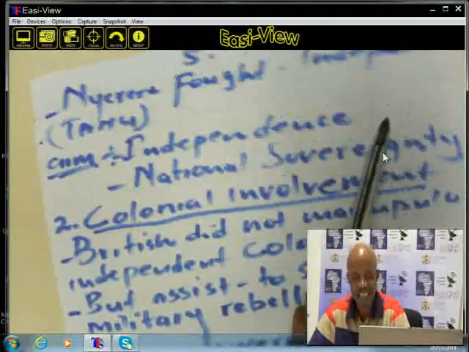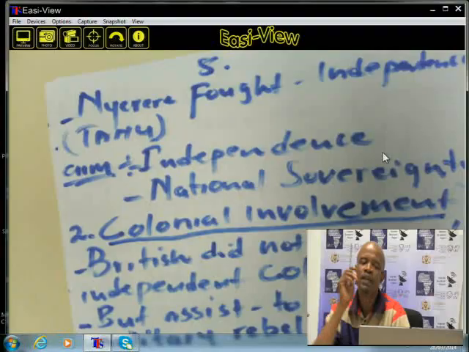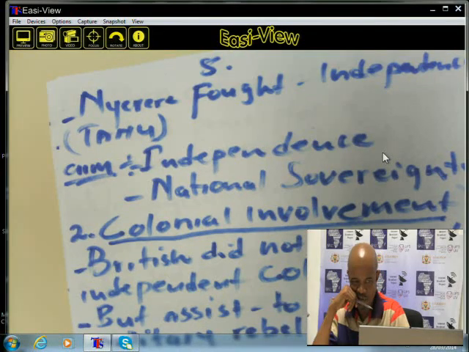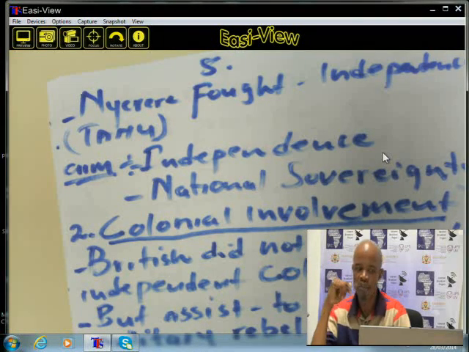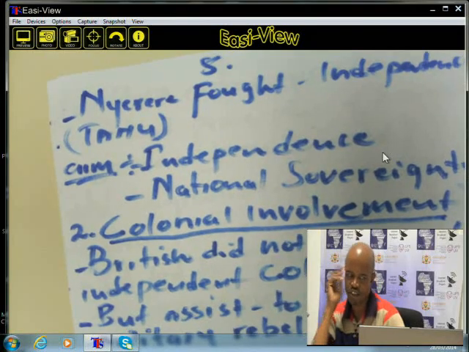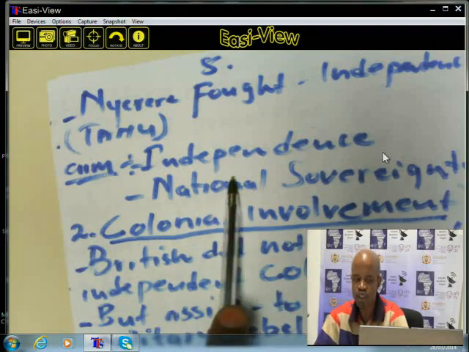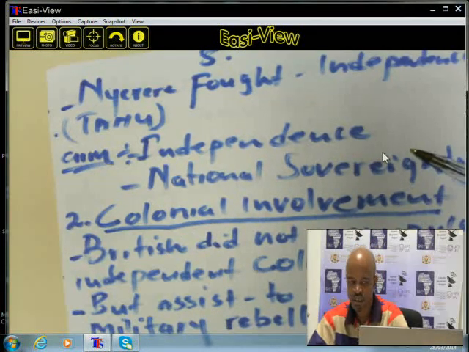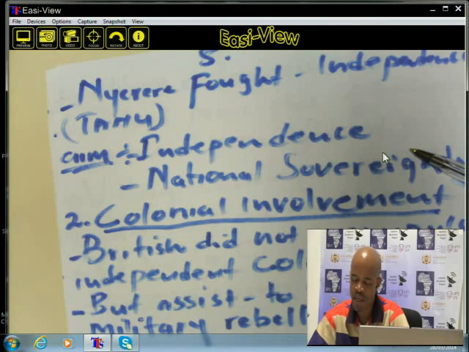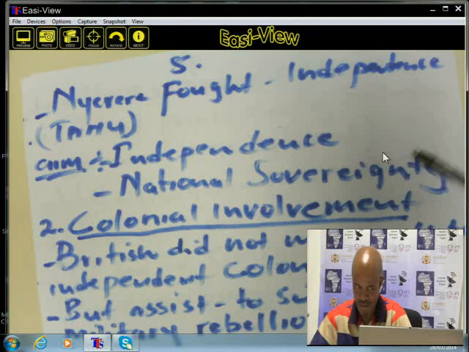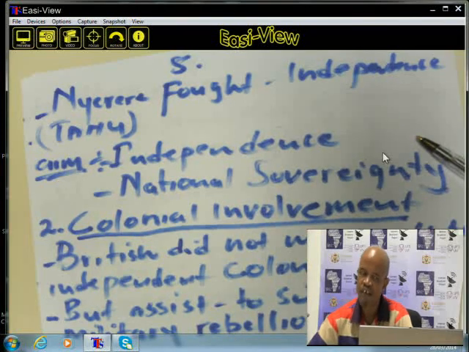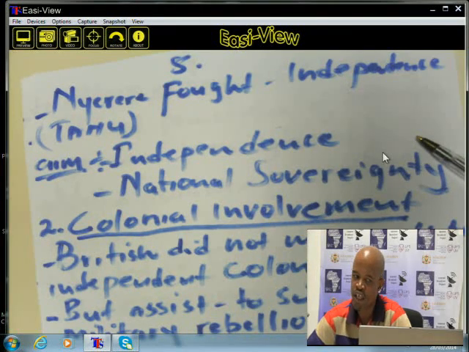What was his aim of forming the TANU? To make sure that independence was achieved. Tanzania get its national sovereignty. That was the reason for Nyerere in trying to ensure that Tanzania get its own independence.